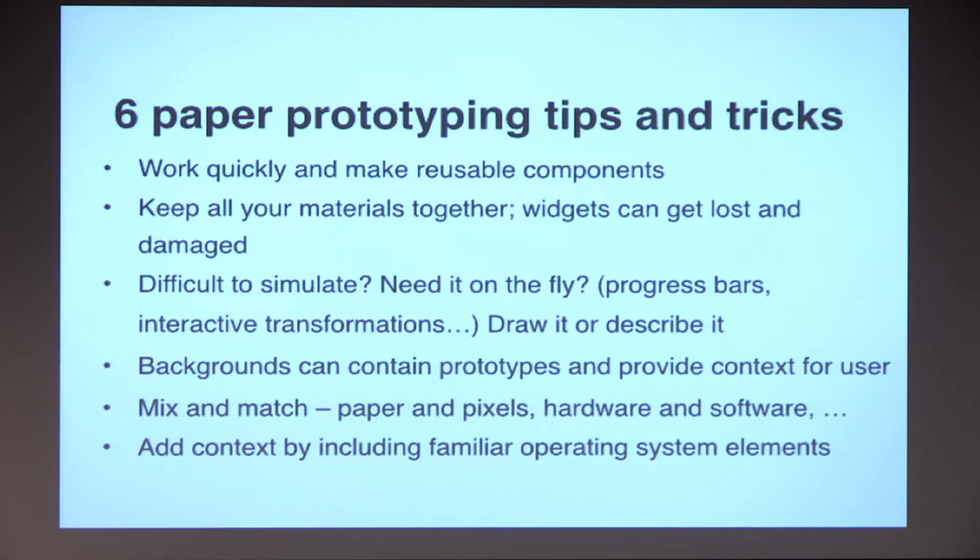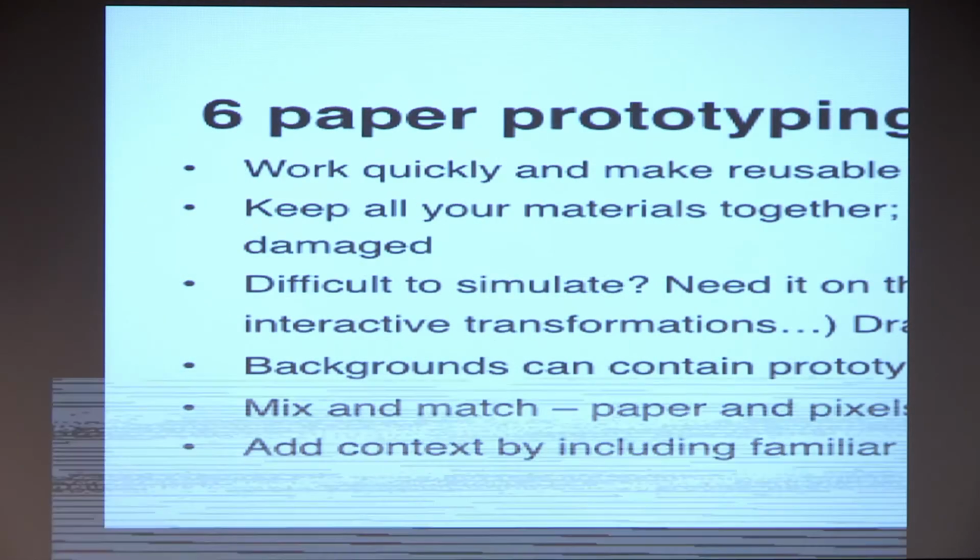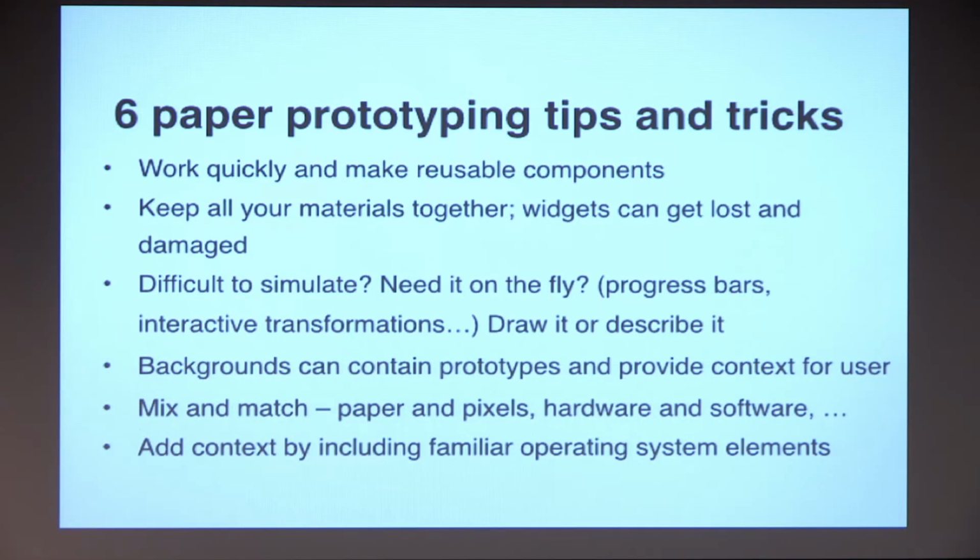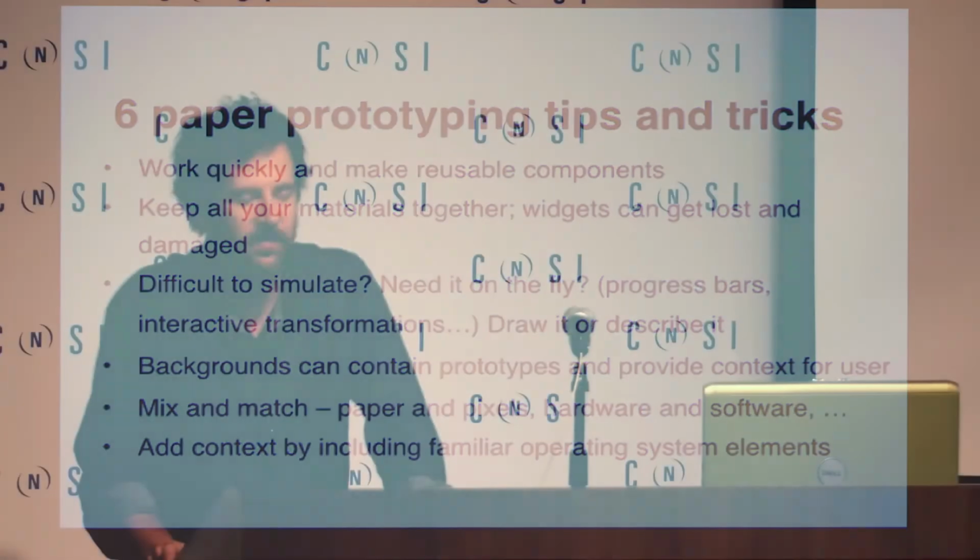So when you're making storyboards and paper prototypes, work really fast, faster than you should. People often want to be too precise. Doesn't matter. Photocopy is your friend. You can make reusable components and widgets and all of that stuff. If it's hard to simulate or if you need it on the fly, you can just draw it right then and there. If you put things on the background, you'll see that the watch was on a watch and the phone is on a phone. That helps convey what it's going to be.